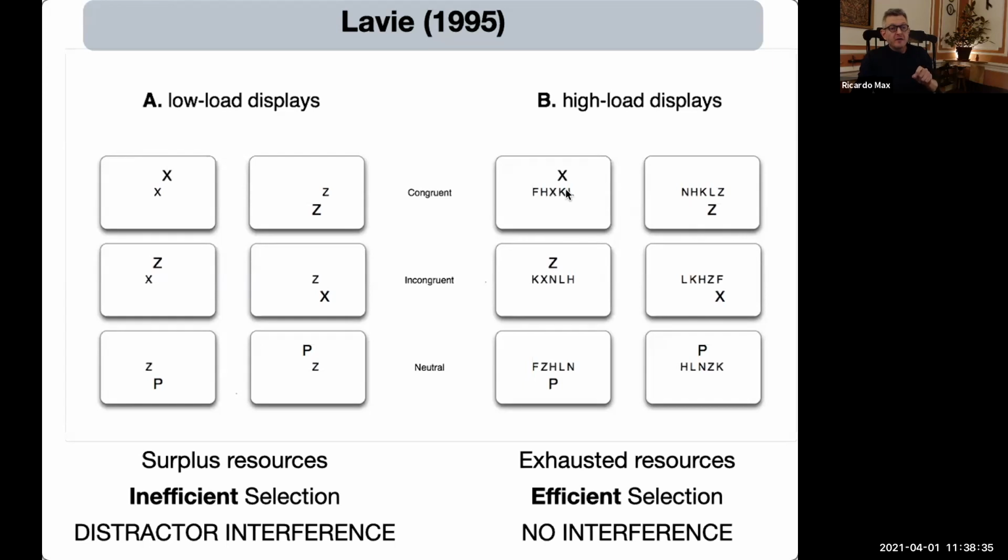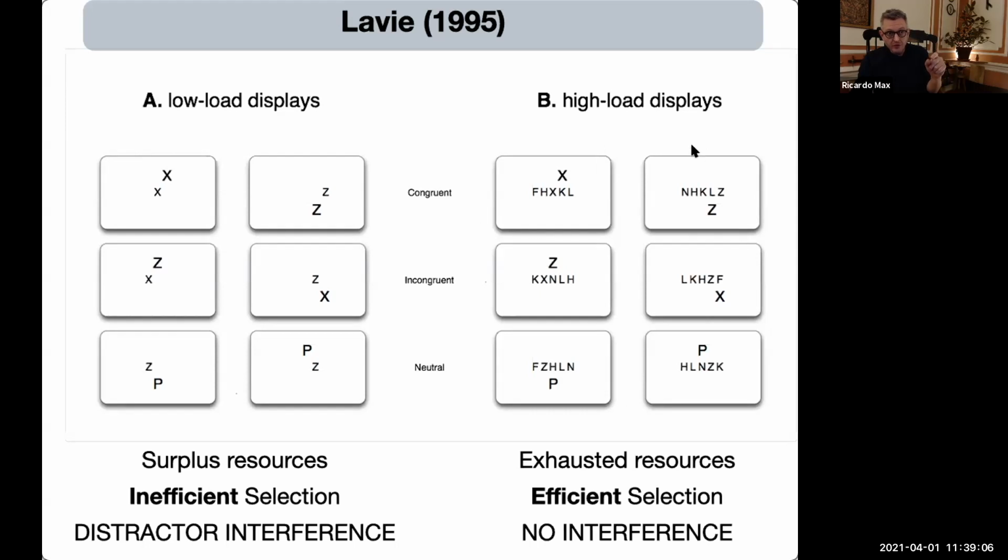In the high load condition, the same two alternative targets, X or Z, but the target is embedded in a string of letters. So the participant has to find the letter among the string, which is more difficult. And according to the perceptual load theory, it consumes all the available processing resources. And then we end up not processing the distractors.